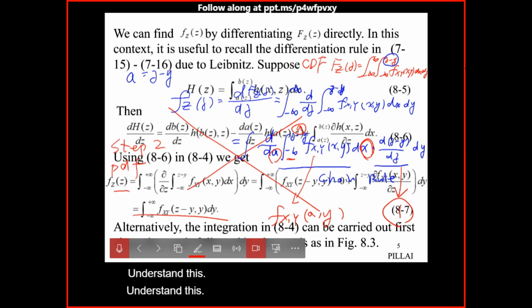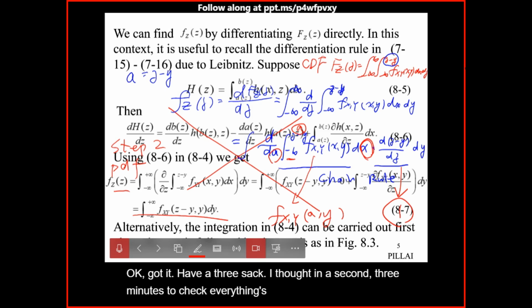Okay, then you have 3 seconds, so not seconds, 3 minutes to check. Everything's okay with the derivation? Go and check, 3 minutes.